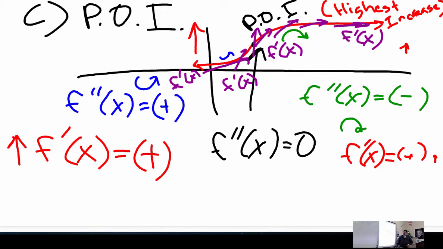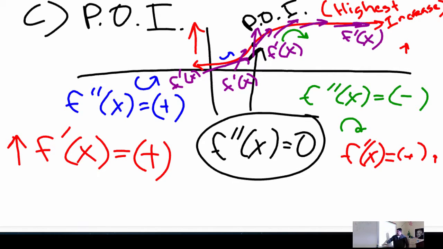Does that make sense? Well, now how do I find the point of inflection? Well, the point of inflection occurs when f prime of x is 0. Well, that's not a problem, right?